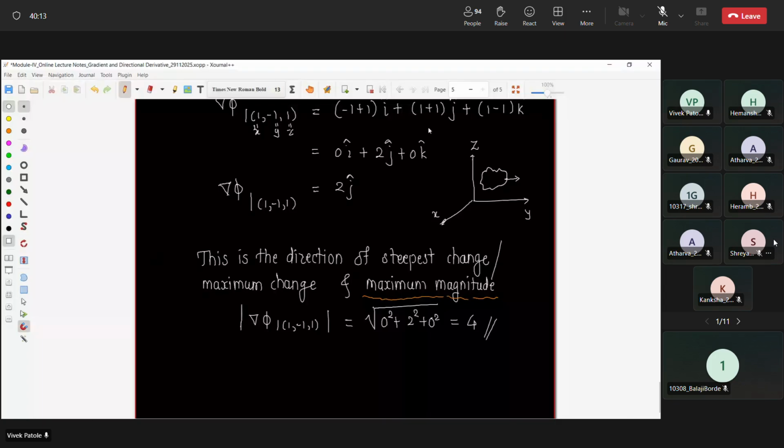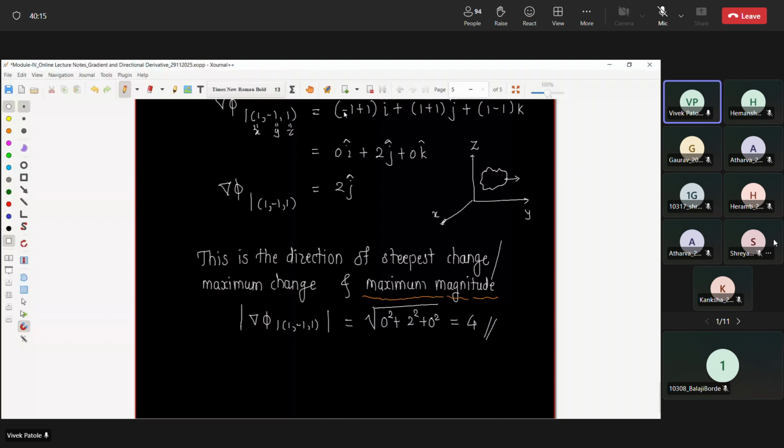Sir, two. Yes. Oh, sorry, sir, 2 is the answer. Yes, yes, yes. It is a square root. I forgot. Sorry. It is 2. The maximum change is 2. Correct.